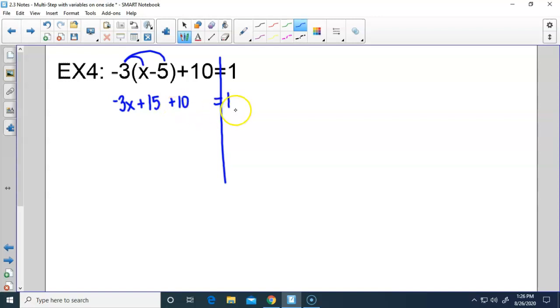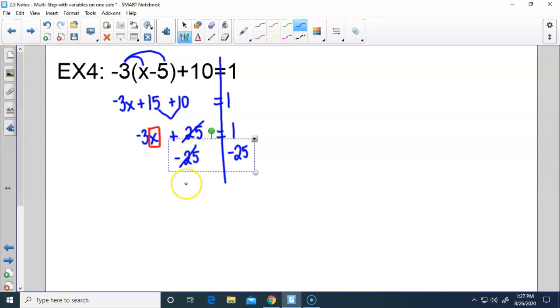Now, technically, you could subtract 10 from both sides, and that would be correct, but it's really a best practice to combine these two terms here first. So you would have -3x plus 25 whenever we combine that 15 and that 10. And that would equal 1. Again, we're trying to get the x isolated here. So we need to move the 25 to the other side. We can do that by subtracting 25 from both sides. We'll end up with a -3x on that left-hand side.